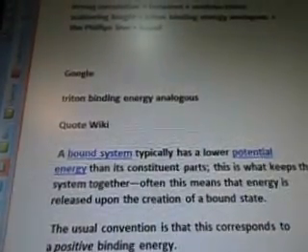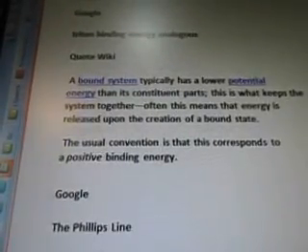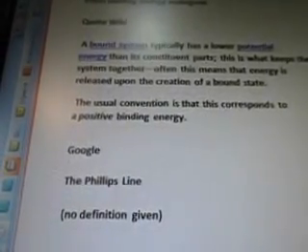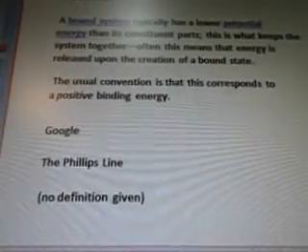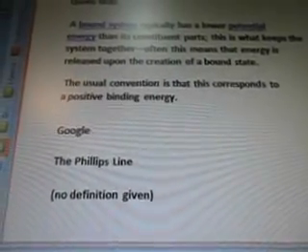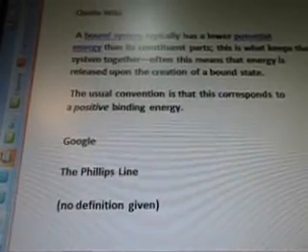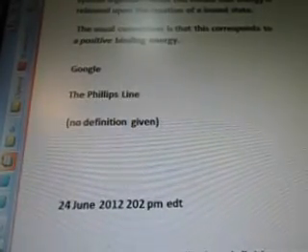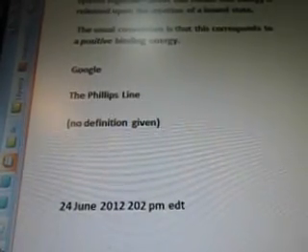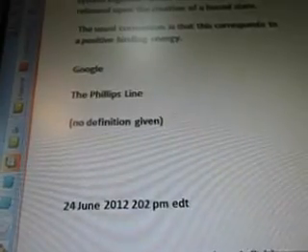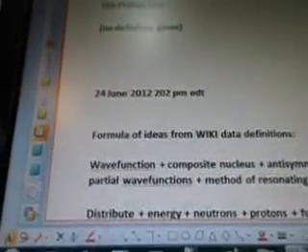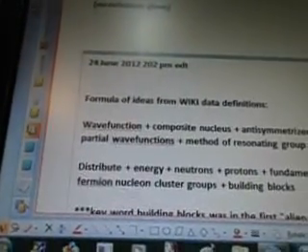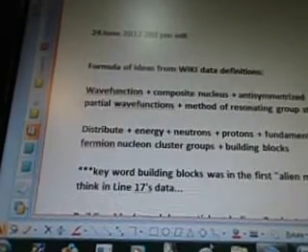Google triton binding energies analogous, because I want to know what it is. So in Wiki it says a bound system typically has a lower potential energy than its constituent parts. This is what keeps the system together. Often this means that energy is released upon the creation of a bound state. The usual convention is that this corresponds to a positive binding energy. Google the Phillips line, no definition given. I Googled it and I couldn't find out what it meant.